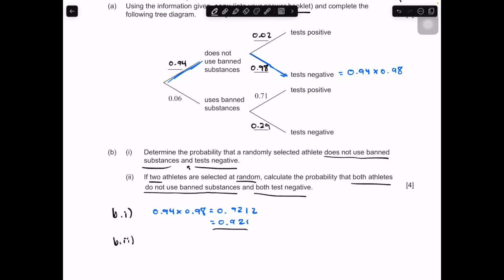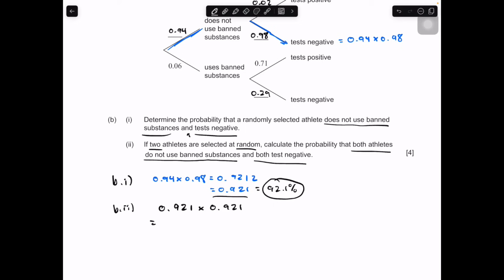So we know it's 0.921 probability, or roughly 92.1% chance that an athlete does not use banned substances and tests negative. So 2 athletes selected at random, probability that both athletes, in this case it's just going to be the probability that the first athlete is one that does not use banned substances and tests negative. That's 92.1% of our population. And if we were to go out and select another individual and ask, how often does this occur? Well, again, that would be 92%. So 0.921 times 0.921. And I'm going to work that out here. And this is going to give us 0.848241, or 0.848.